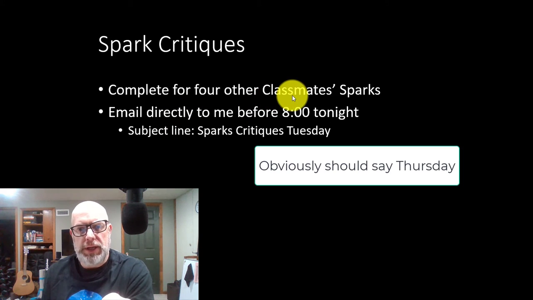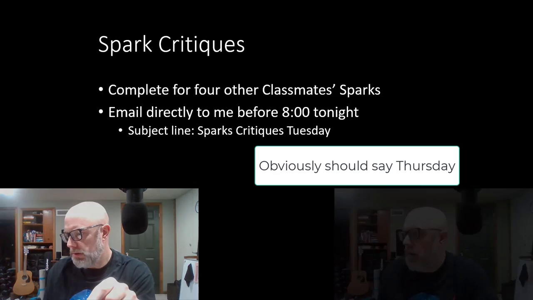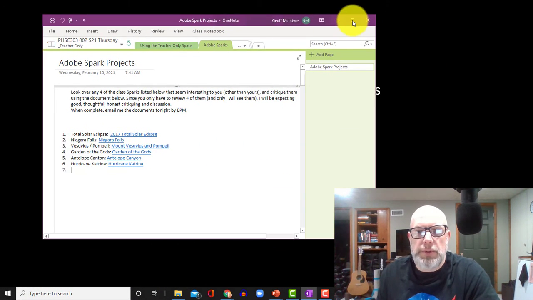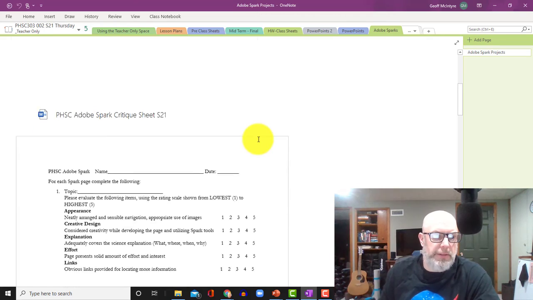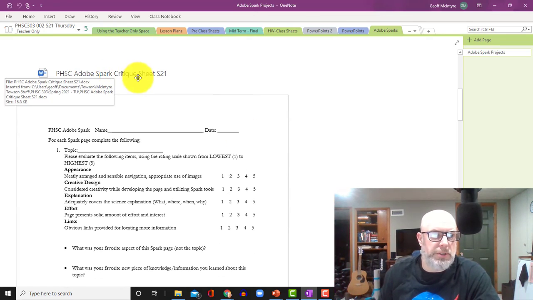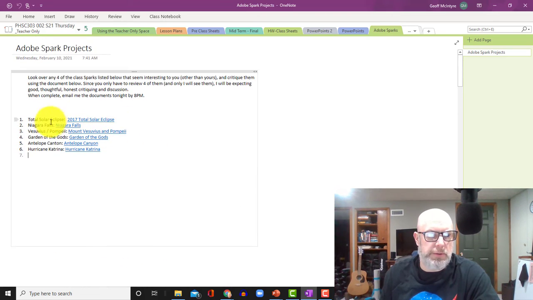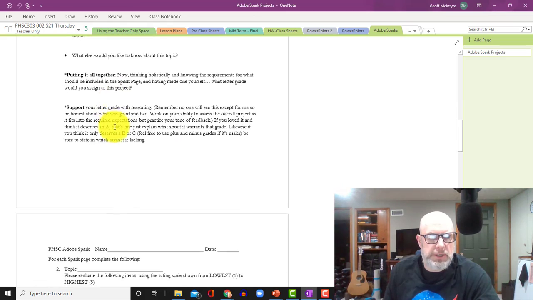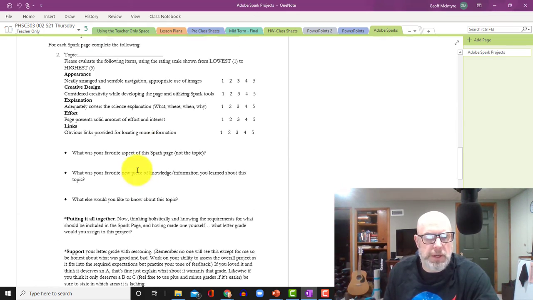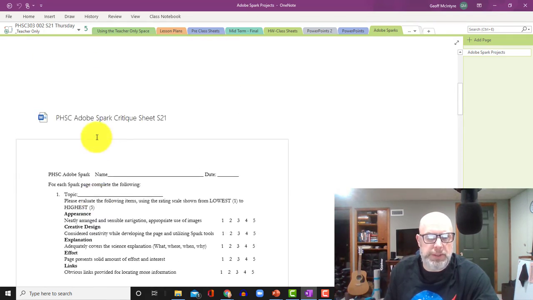Just look at 4 other classmates' sparks. So it'll be in the OneNote. It's going to look like this. Everybody's sparks will be listed there, and then there'll be this little critique. So you just have to look at any 4 that you want that aren't yours, and then critique them based on this sheet here. There's 4 of them on this document, so you can do any 4 you want and just email those to me.